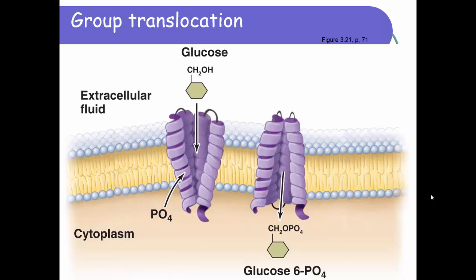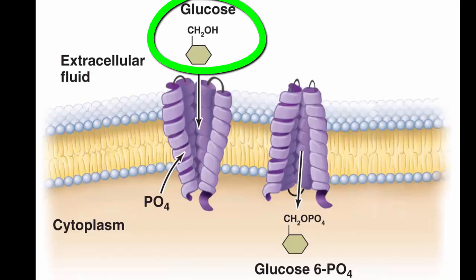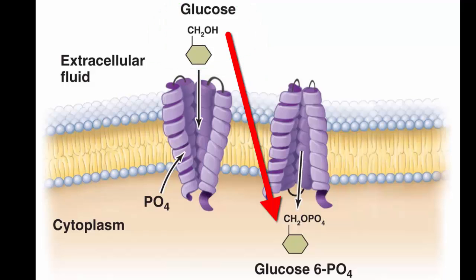Group translocation is where we're going to change the substance as it's being transported. So our transport protein not only is a transport protein, but usually an enzyme as well. Here's an example. Glucose goes from one side of the membrane to the other, but it enters as simple glucose and is changed by the transport protein into glucose 6-phosphate. This is actually the first step of glycolysis within prokaryotic cells.